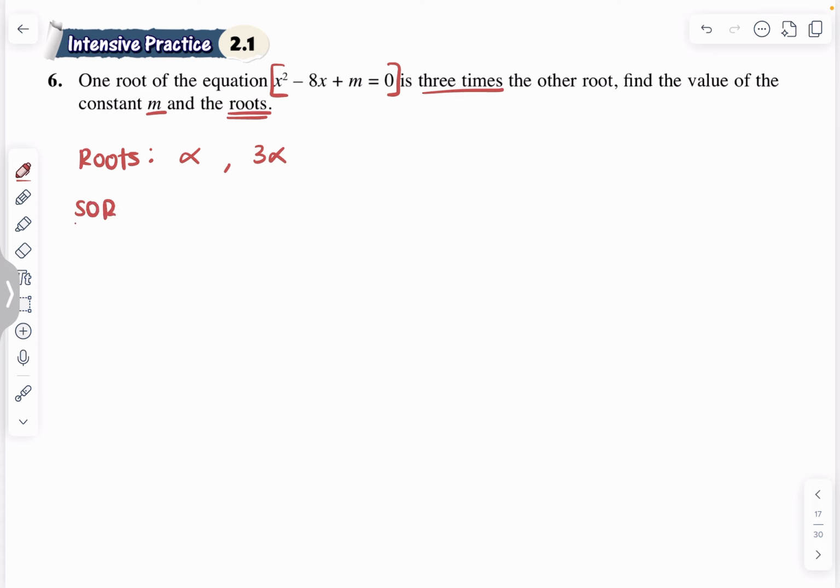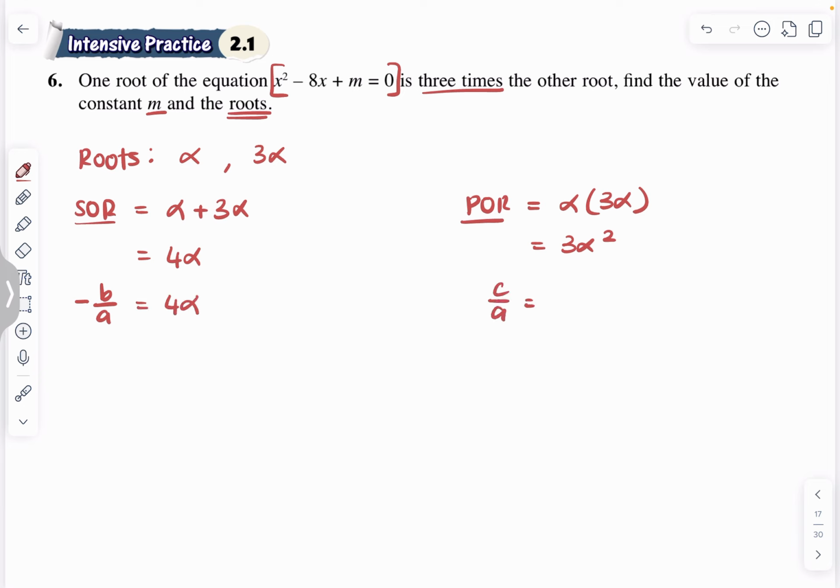So our sum of roots will be alpha plus 3 alpha. And our product of roots will be alpha times 3 alpha. So this is 3 alpha squared, this will be 4 alpha. Okay. Then we know sum of roots is also negative b over a. And product of roots will be c over a.